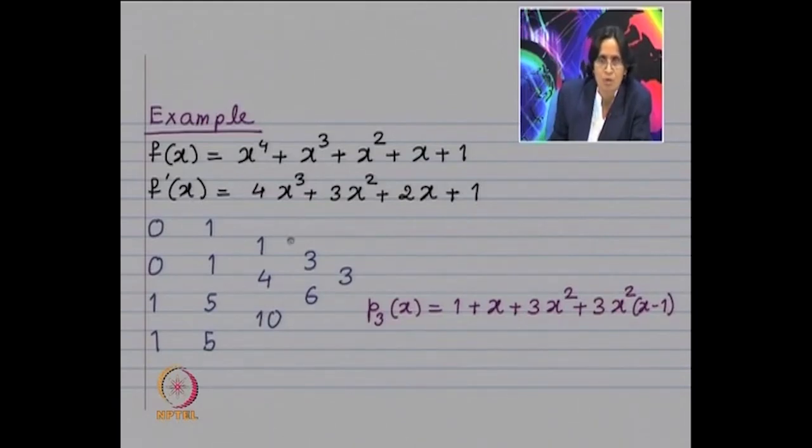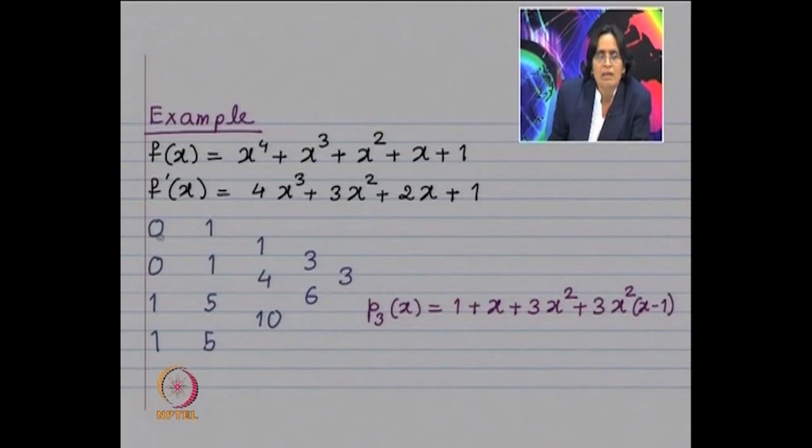Put x equal to 1 in this formula. Now, this will be (4 minus 1) divided by (1 minus 0). So, that is 3. Then (10 minus 4) divided by (1 minus 0). So, that is 6. And finally, this entry is (6 minus 3) divided by (1 minus 0), so that is 3. Now, our polynomial P3(x) will be 1 plus 1 into x, because that is x minus 0, plus 3 into (x minus 0)^2, so that is x^2, plus 3 into (x minus 0)^2 and then (x minus 1). So, this is going to be the cubic Hermite polynomial for this function f(x).